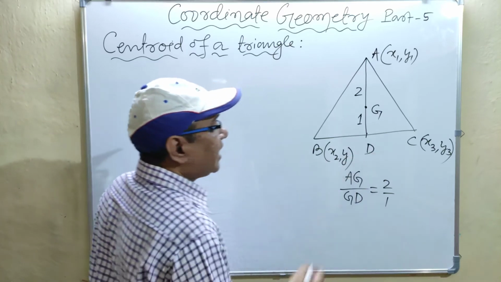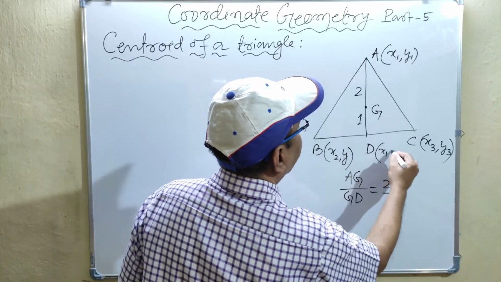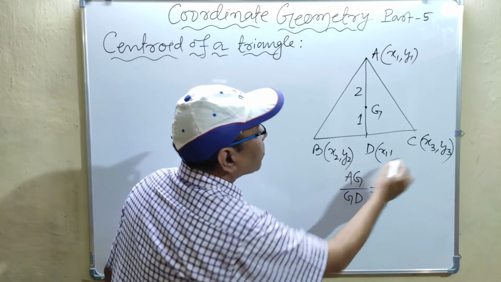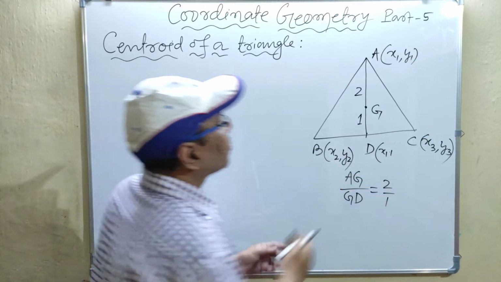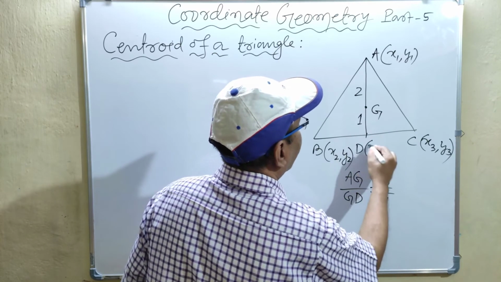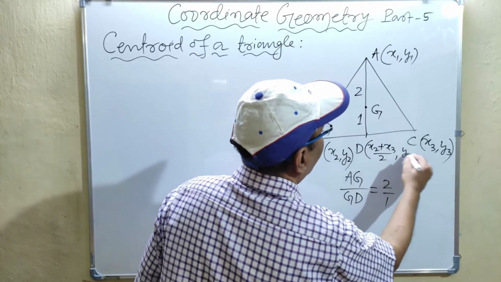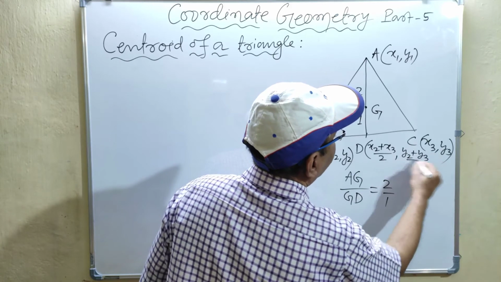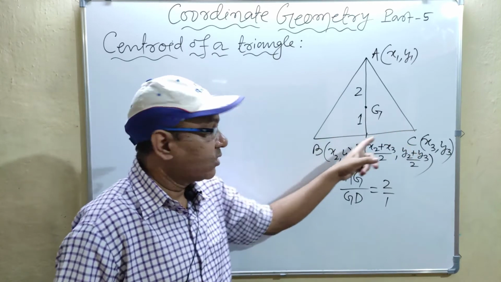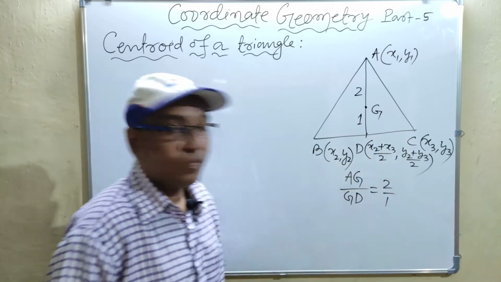What will be the coordinate of D? D is the middle point of BC. So B is x2, y2 and C is x3, y3. Then the coordinate of D will be x2 plus x3 by 2 and y2 plus y3 by 2. D is the middle point of B and C, so the coordinate of the middle point is x2 plus x3 by 2, y2 plus y3 by 2.